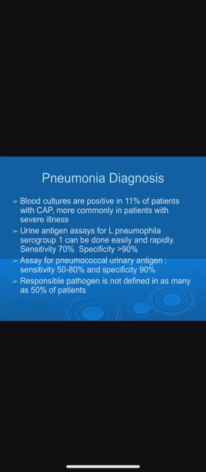Also, we send for the patient blood culture and sensitivity, which was positive in 11% of the patients with community acquired pneumonia. Urine antigen important. Urine antigen helps to identify the antigen of the causative microorganism in pneumonia. Example, streptococcal pneumonia and Legionella pneumonia. So when I ask the question, what are the benefits of the urine antigen in the patient with pneumonia? We say urine antigen assay for Legionella to detect Legionella and streptococcal pneumonia.